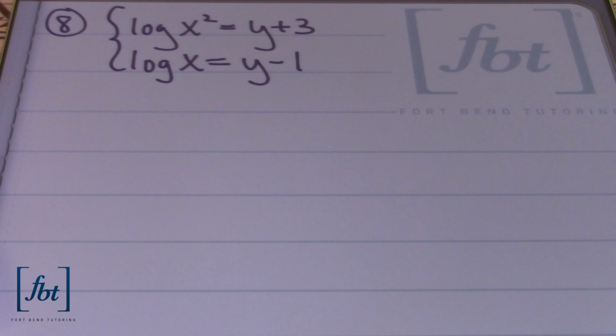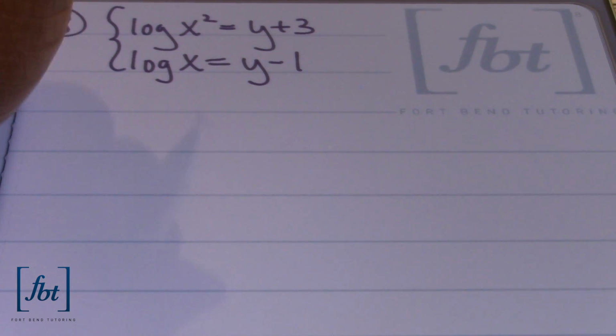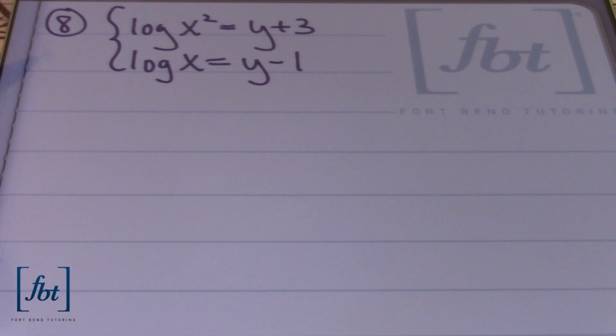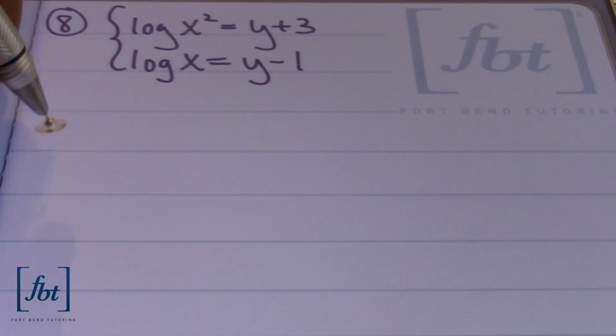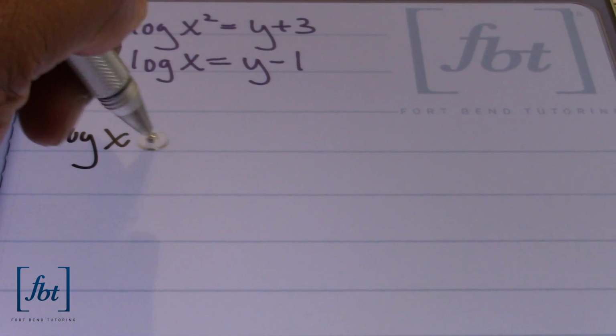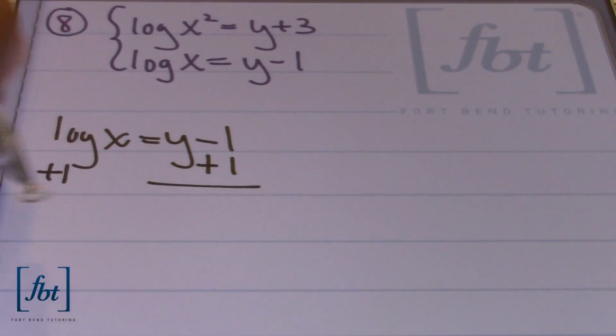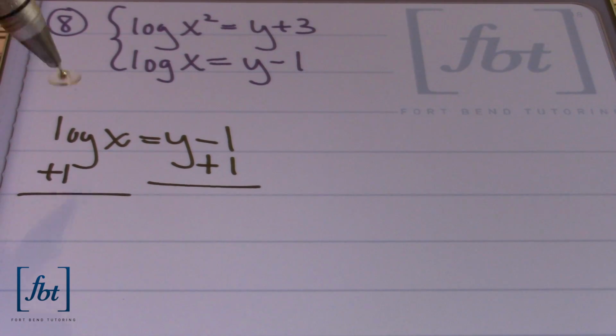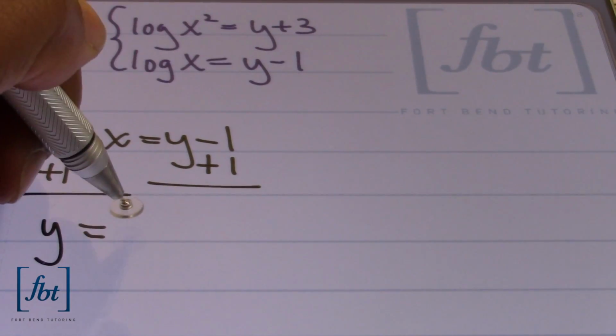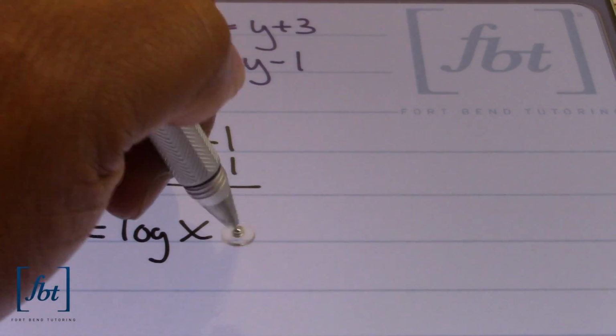For problem number 8, we have log x squared equals y plus 3, and we also have log x equals y minus 1. What I'll be doing in this problem here is I'll be starting by solving for y in one of the equations here. I'm going to go ahead and look at the second equation. So with the second equation, I have log of x equals y minus 1, and by the way, you should know that our base for the logarithm is base 10. When you don't see a visible base, you can assume that the base is 10. All right, so we end up with y equaling log of x plus 1.